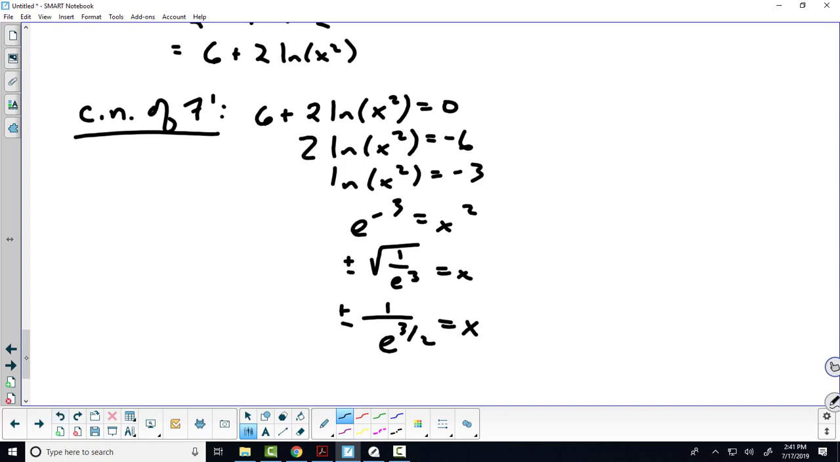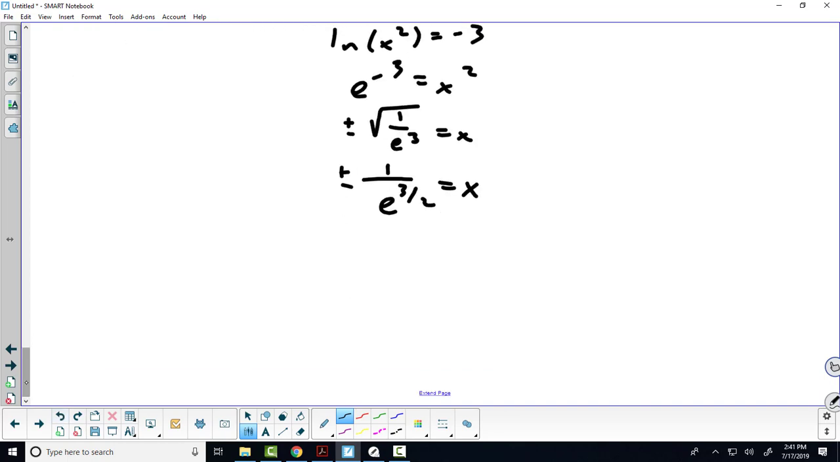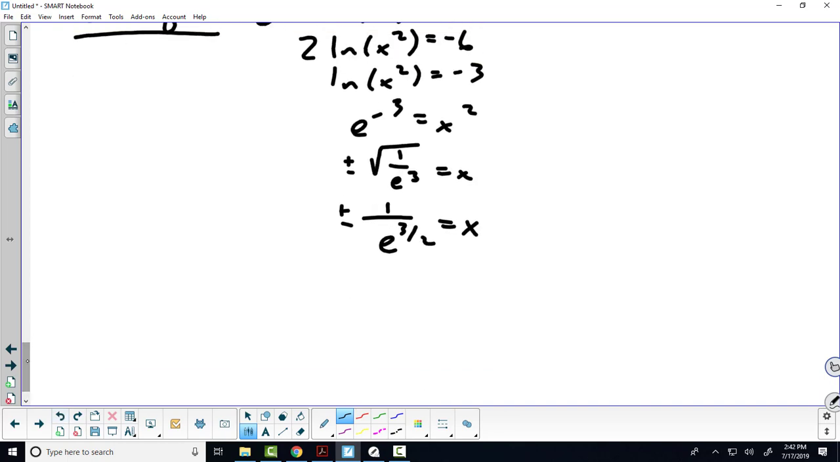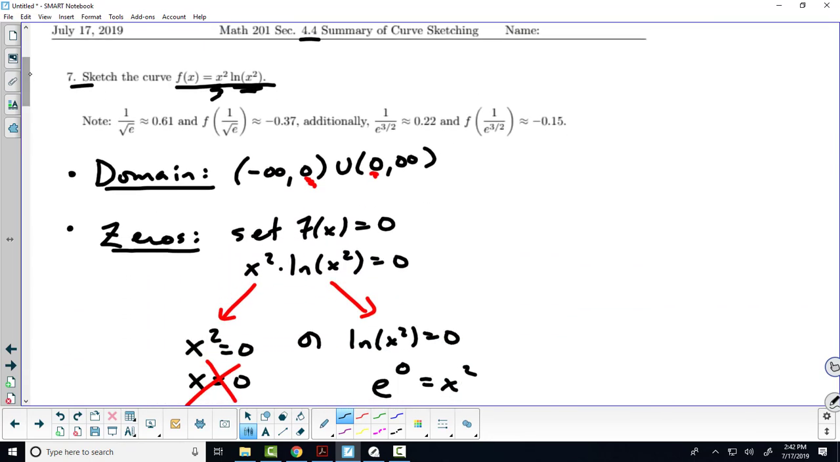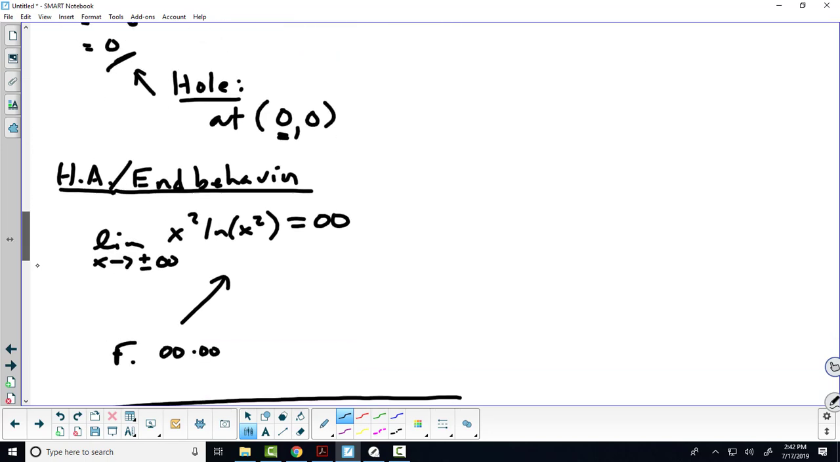Okay. So we've got our critical numbers, and if you go way, way back up to my problem statement, you'll see that I went ahead and gave you decimal approximations of those critical numbers, because I don't know what those are off the top of my head, and that gives me a sense of where they'll fall on the number line. So I'm ready to now create my number line.